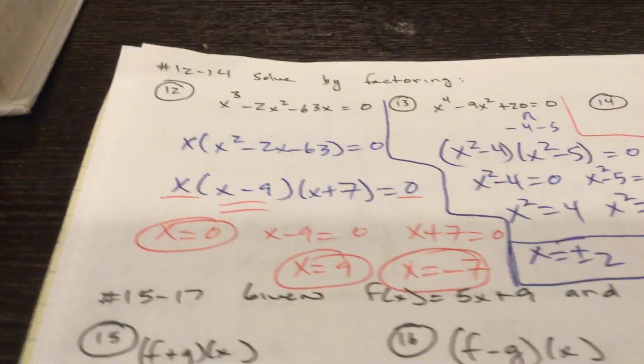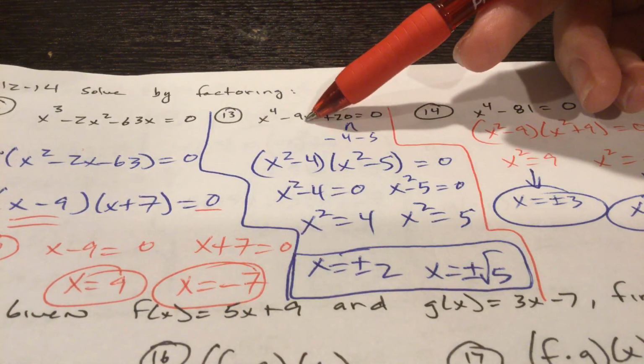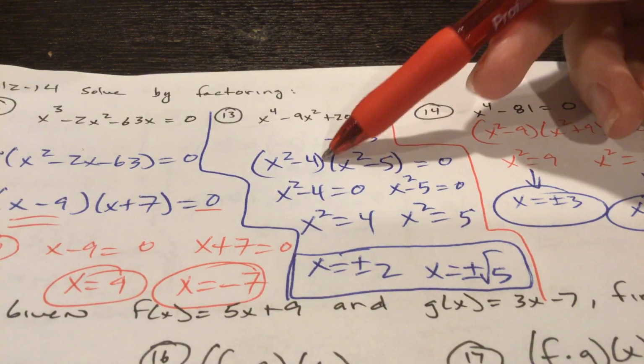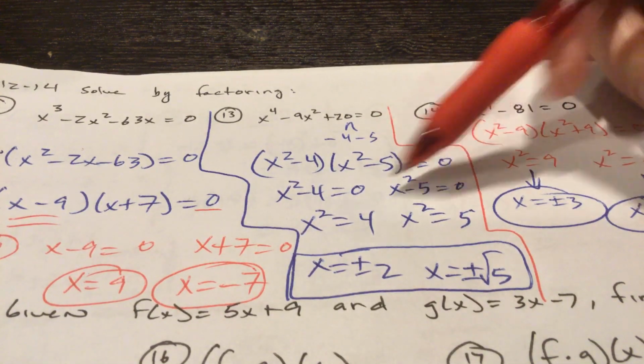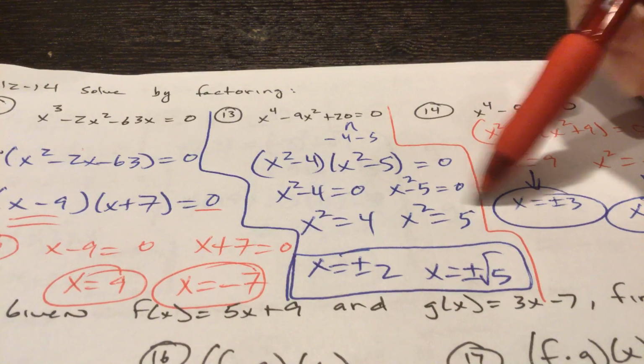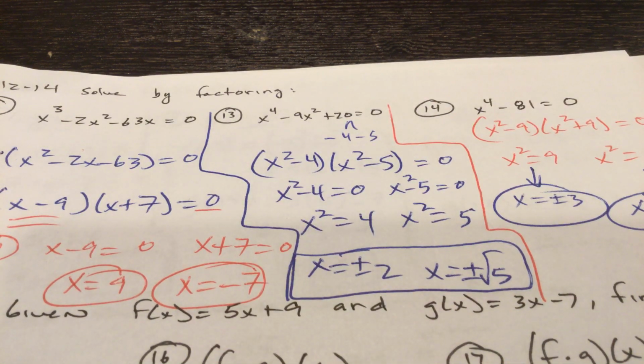Number 13. What multiplies to 20 and adds to a negative 9, negative 4, negative 5. X squared minus 4, x squared minus 5 is 0. That's what we got there. X squared equals 4, x squared equals 5, x is plus or minus 2, x equals plus or minus root 5.